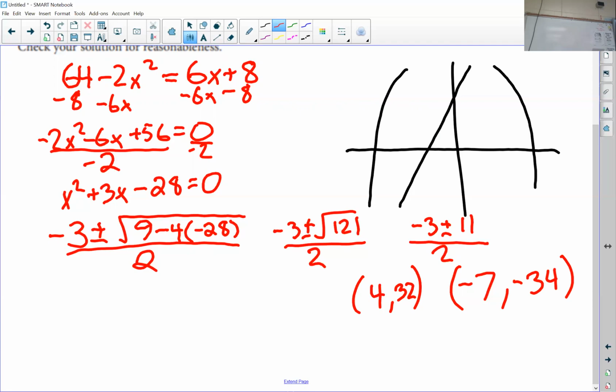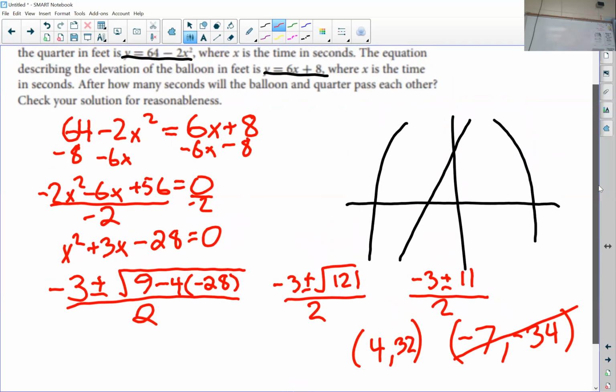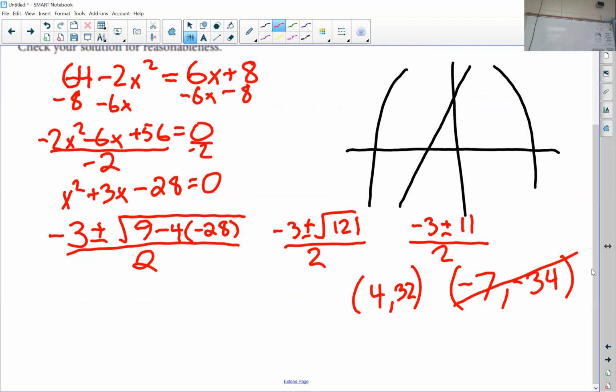Remember that last statement: check your answer for reasonableness. Which of these two is not a reasonable answer? Why? Because there's no negative height, there's no negative time. What is the answer to the question? Remember, they asked me specifically, after how many seconds? 4 seconds. And at what height?